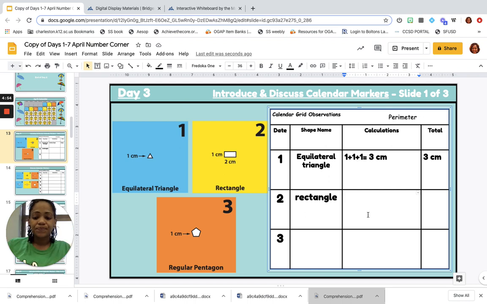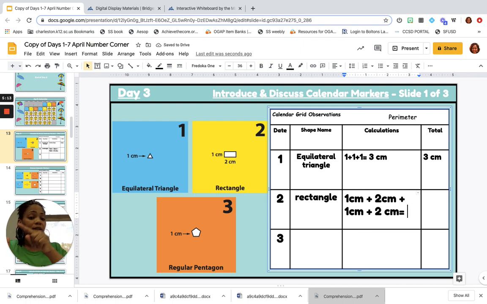That's a rectangle. So I could put 1 centimeter plus 2 centimeters, plus 1 centimeter, plus 2 centimeters, which is going to give me how many total centimeters for my perimeter, which means I'm adding up the distance around my shape.